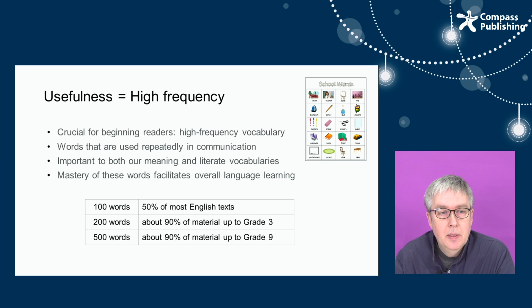When we're talking about the usefulness of the words that we're teaching our students, one thing we should think about is frequency. Obviously, students should learn words that appear frequently in language, especially for beginner learners. High-frequency vocabulary is going to help them generally understand. It's going to give them a good foundation for their language learning, and give them leverage to understand written English and spoken English. So mastery of these words facilitates language learning in general. It's going to give them a leg up.